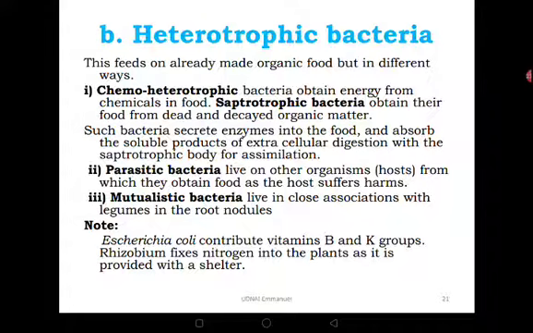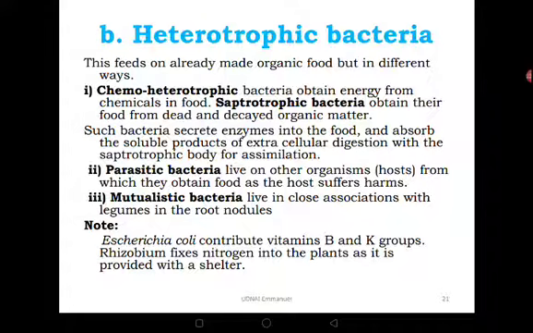The other type of heterotrophic bacteria are the parasitic bacteria. From the word parasites, these are organisms that live in other organisms called hosts. They obtain food from them, but also they cause harm to them. And these ones include most of the bacteria that cause disease. Those ones are parasitic bacteria. They cause harm to the host or the host cell.